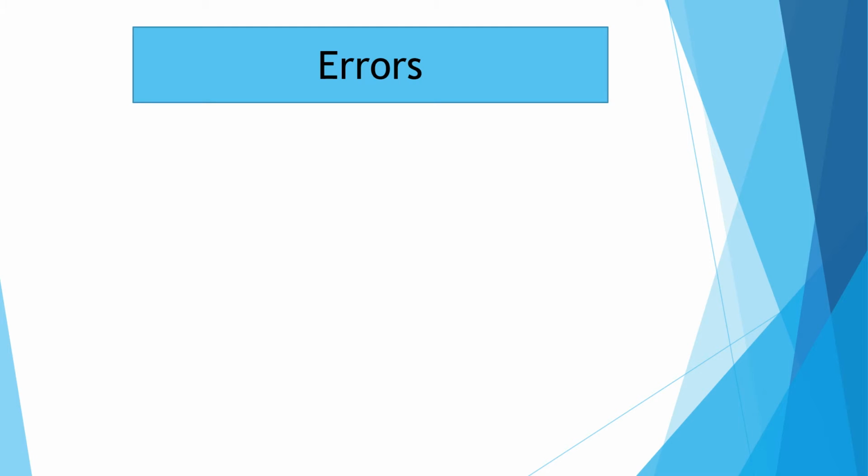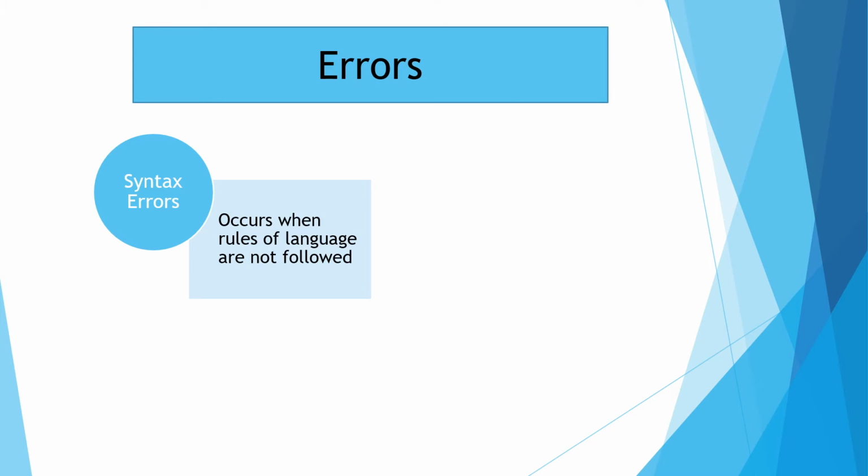Now we see errors. Errors are actually an integral part of any programming. There are two types of errors which commonly occur during programming. The first type is syntax errors. What is a syntax error? Syntax errors occur when the rules, or we can say the grammar, of the language are not properly followed. When that grammar or those rules are not properly followed, at that time syntax errors occur.